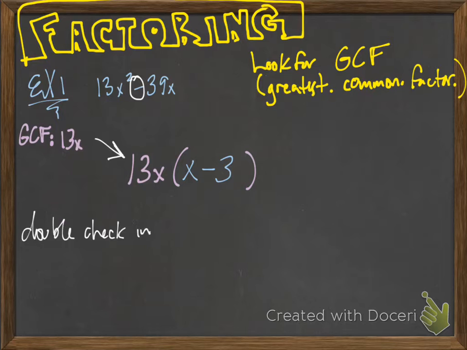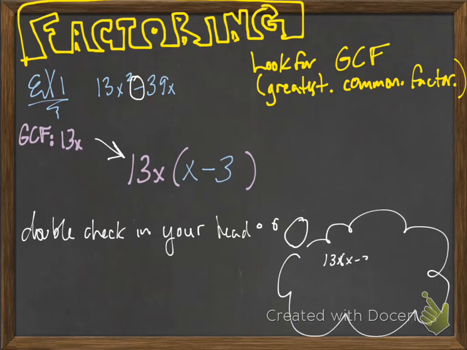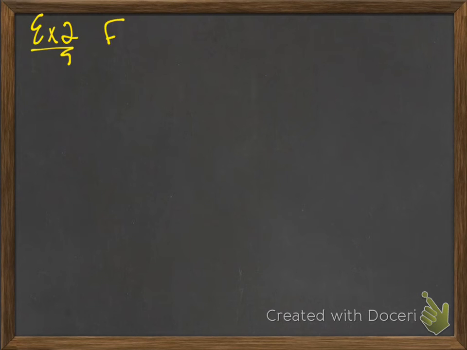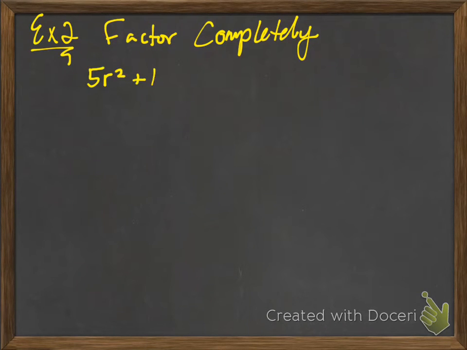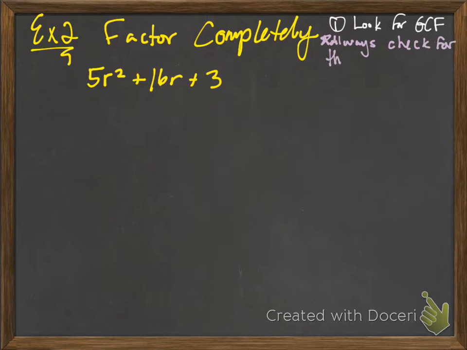And then it's a good idea to just quickly in your head double check. So you just sort of redistribute it back out. If you factor something, then you multiply it back together, you should get what you started with every time. So that one is correct. All right, so when we say factor completely, you're first going to look for a GCF, which there is no common factor here, so we're all set. But always check for this first thing.